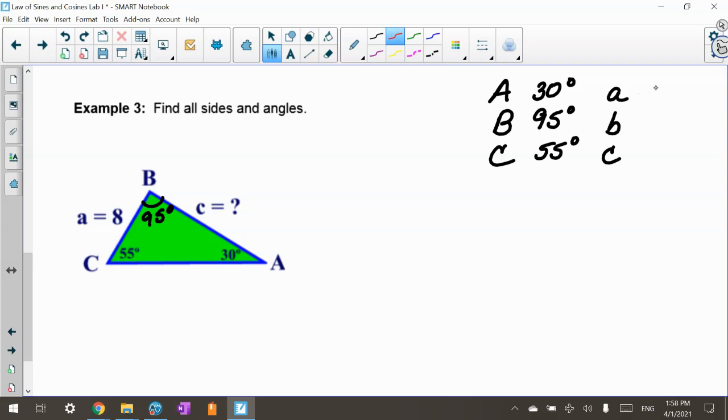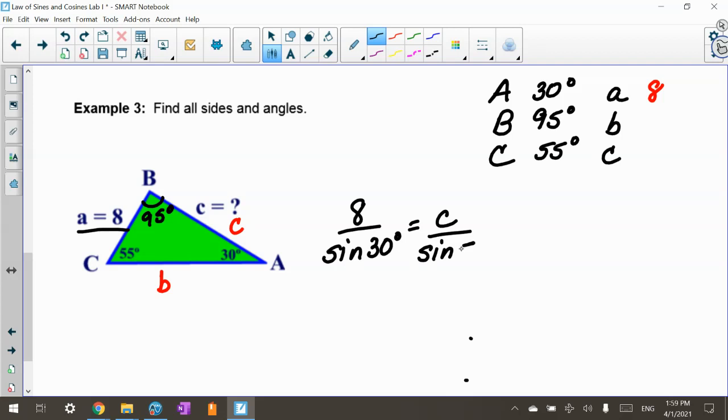Now look at this. A is 8. Now I have to find side B and side C. Those are the two sides I don't know. But because I have all the angles, I could do law of sines for this. So let's find C first. So I did 8, because 8's the only side we have, is to the sine of 30 degrees, as C is to the sine of 55 degrees. Almost said 53. Sorry about that.